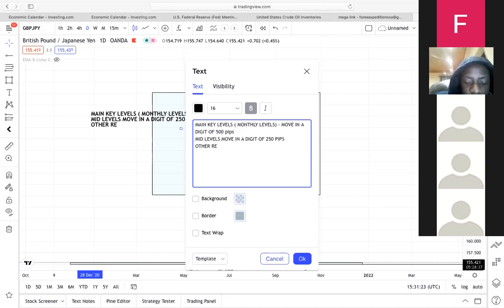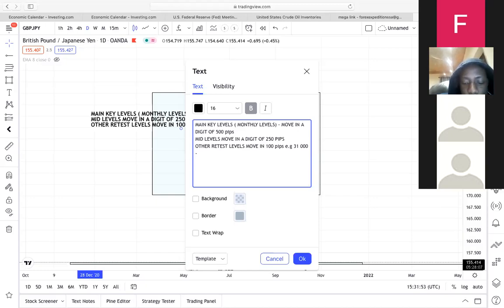Do we have the lady here? Yes, I'm here. Okay, move in 100 pips. E.g., which is an example, 31,000 to 32,000 to 33,000.